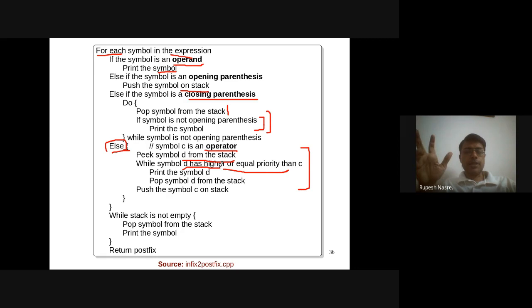Higher priority is understandable, but why equal? Because we are assuming left to right associativity. That is not always the case, and this particular algorithm that I am showing will work only for left associative operators. If it is a right associative operator, then if d has higher precedence, c will work as it is. But if it is equal priority, then I have to print the symbol c rather than d. Print the symbol that is coming from the input, right?